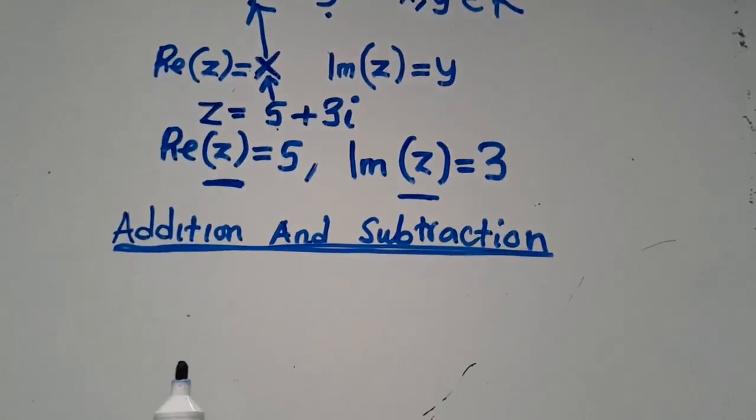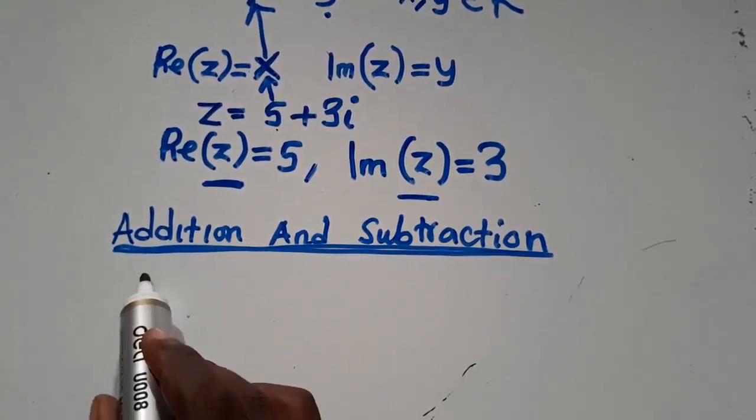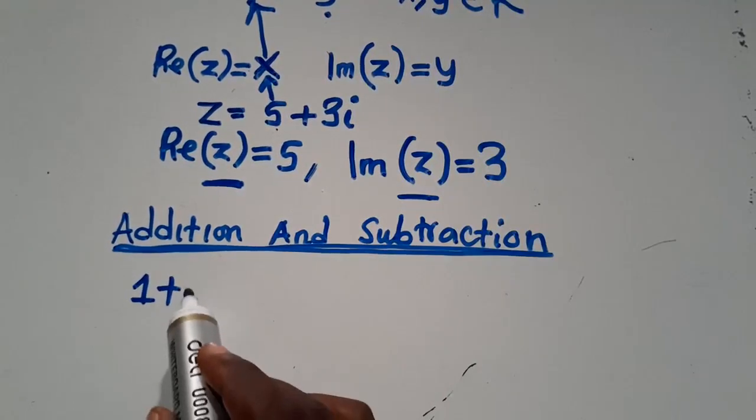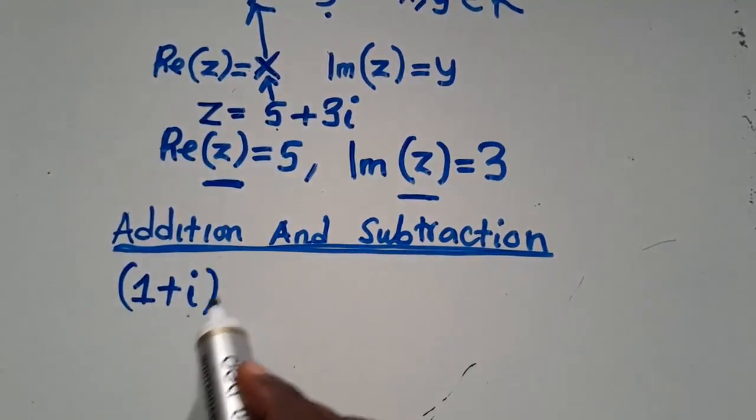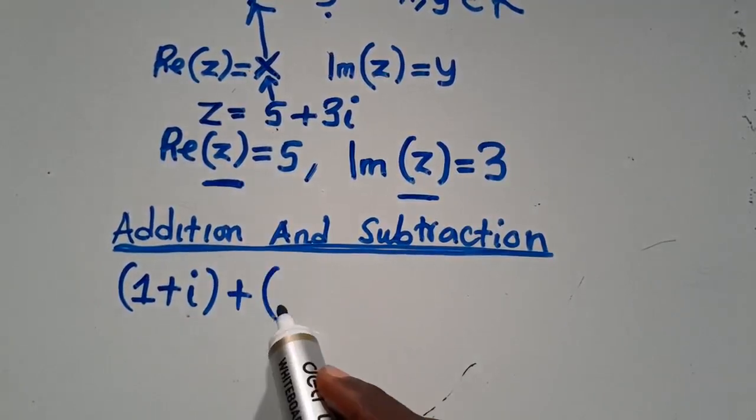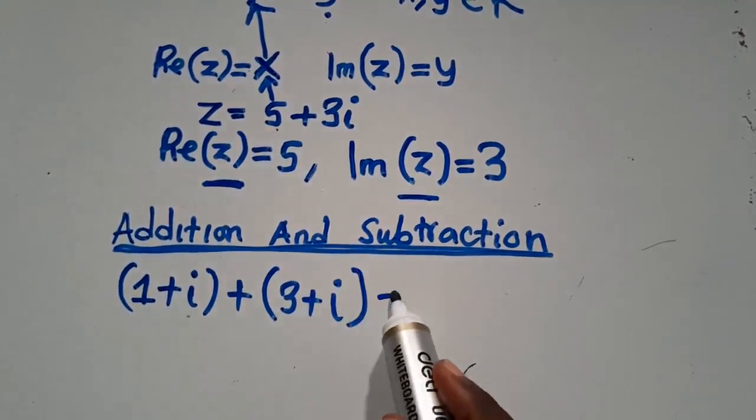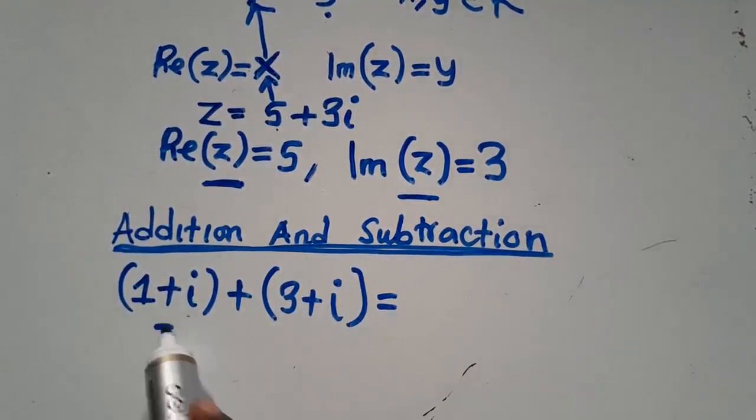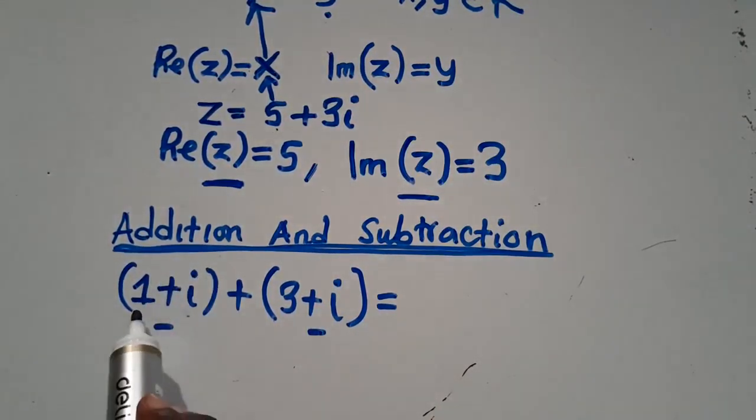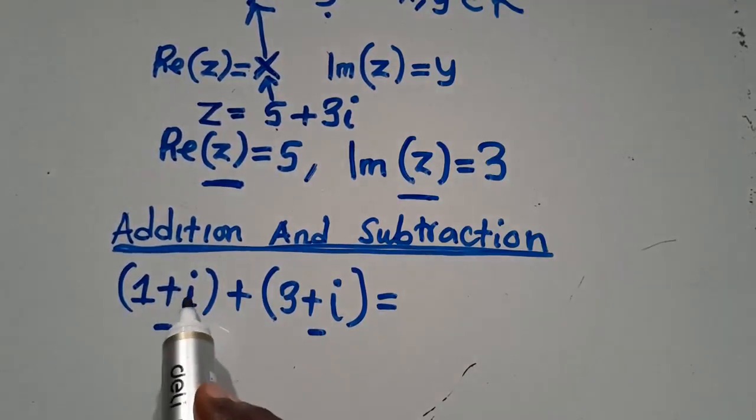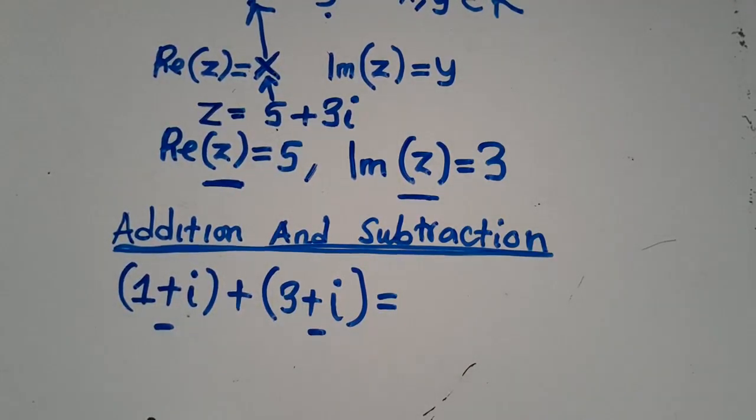What are you supposed to know? Let's say you are given something like this: 1 plus i. This is a complex number. You are told to add it with this one, which is 3 plus i. What is your answer in this case? Each complex number must have a real part and an imaginary part. So what am I supposed to do? You need to group the real part and the imaginary part. You separate them, then you add them.